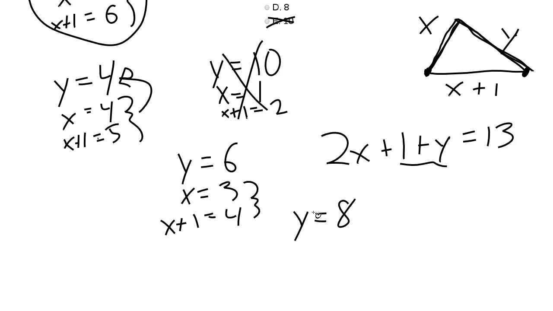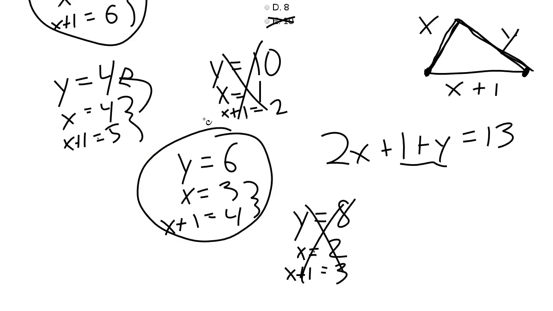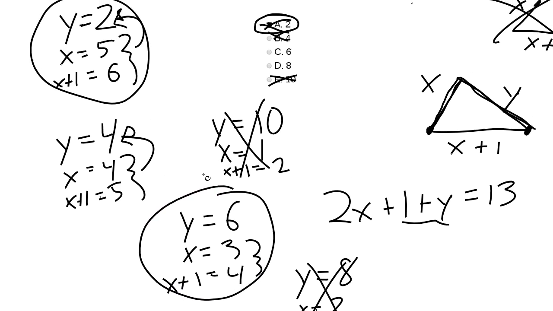And let's do one more. y equals 8, x equals 2, x plus 1 equals 3. This adds up to 13, and look, we've got a violation of the triangle inequality here because 2 plus 3 is less than 8. So this indeed is the only one that makes for a valid triangle.